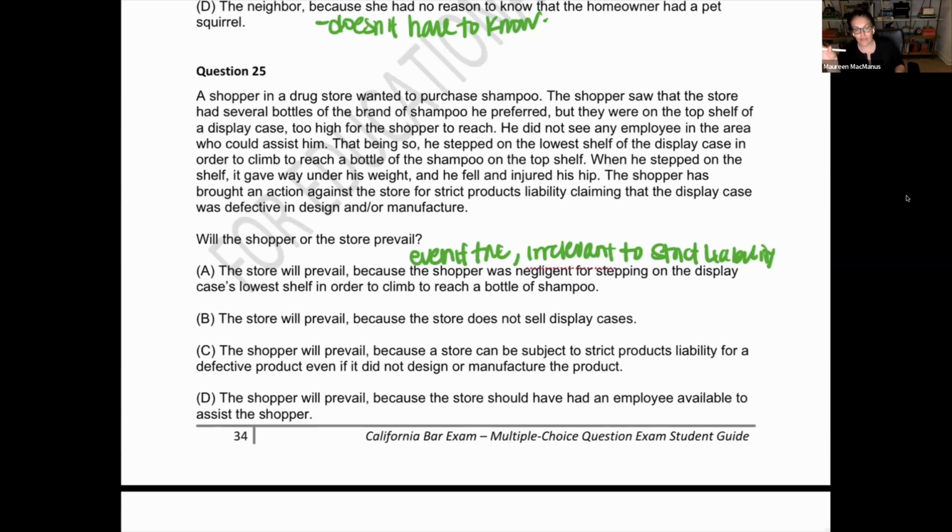A store can be subject, but the shopper won't prevail here because they're not a commercial supplier. So this is a true statement, but not a commercial supplier. And D, the shopper will prevail because the store should have had an employee available to assist the shopper. This isn't a requirement for strict products liability. It's irrelevant to the products liability claim.